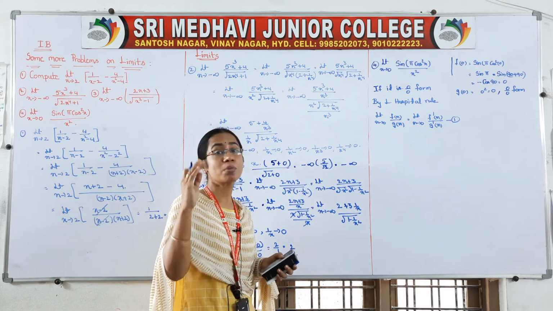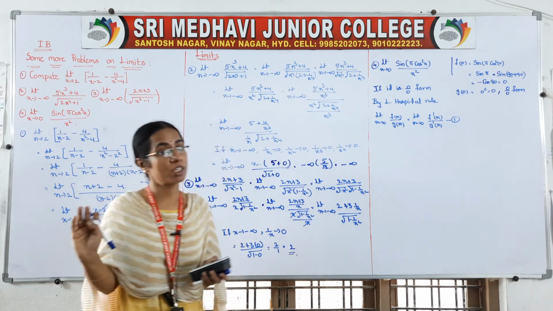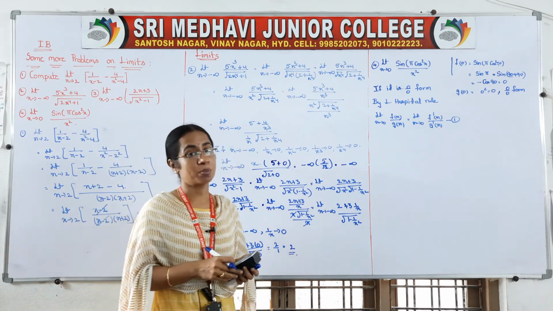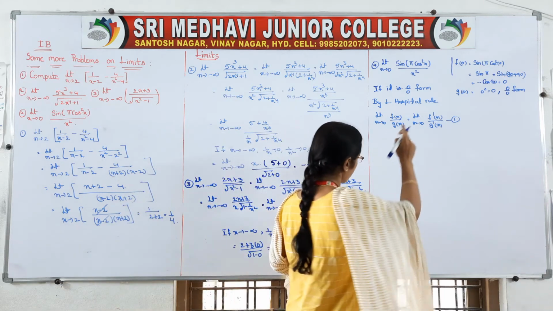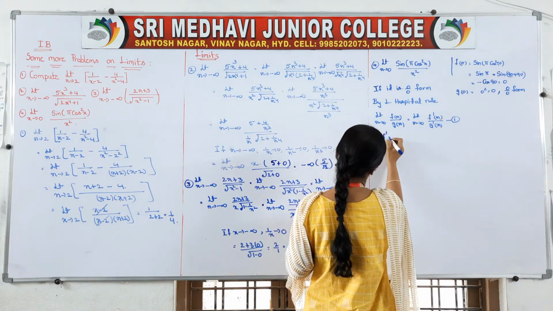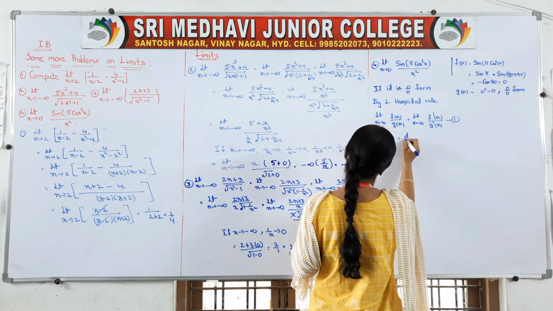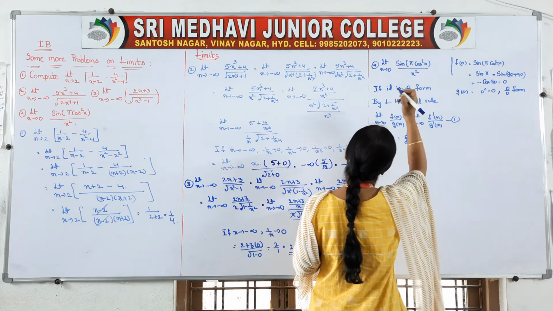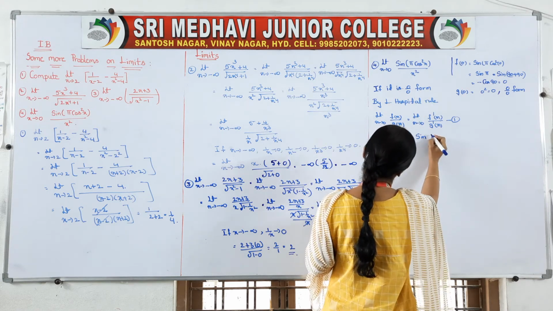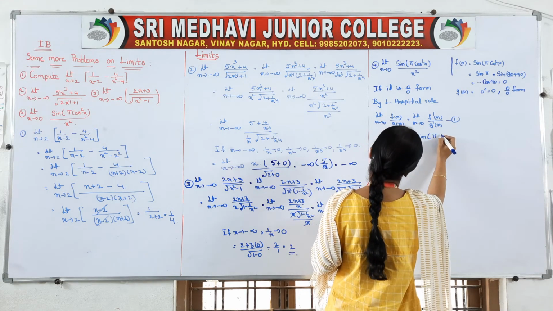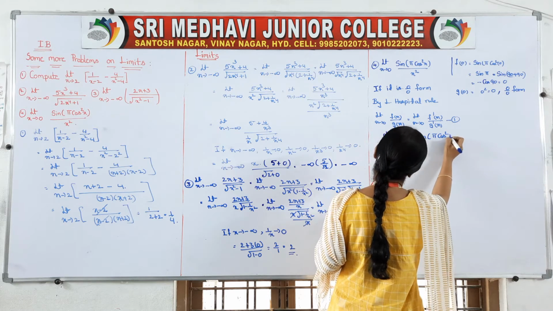Whenever it is 0 by 0 form, otherwise no need to go for it. By L'Hospital rule, we can take this value. So first you find out your f dash x. So f dash x means d by dx of your f of x. What is your f of x? Numerator, right? Sine of pi cos square x.